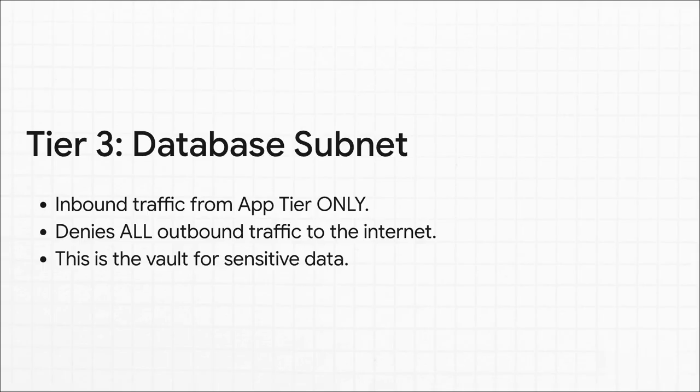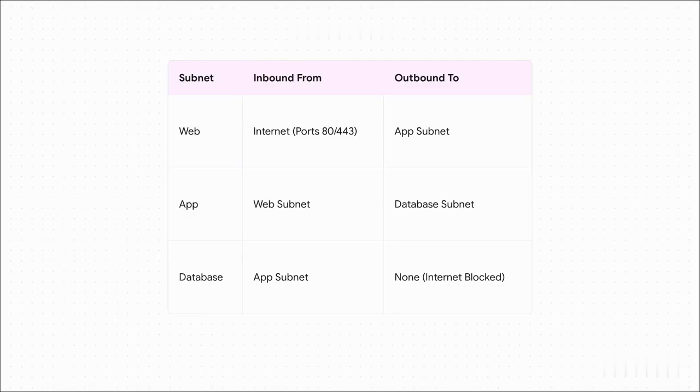And finally, we have the database subnet. This is the vault. This is where the crown jewels are kept. The NSG rules here are the most restrictive of all. It only allows traffic in from the app tier, and, now this is the most crucial point, it is completely blocked from sending any traffic out to the internet, period. Your data cannot leak out. And this table just sums it all up perfectly. You can see that clean, logical flow of traffic, right? From the internet, through the web tier, to the app tier, and finally to the database. Every single step is controlled and restricted. This is exactly what a defense-in-depth strategy looks like in the real world.